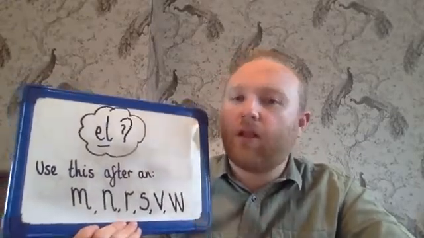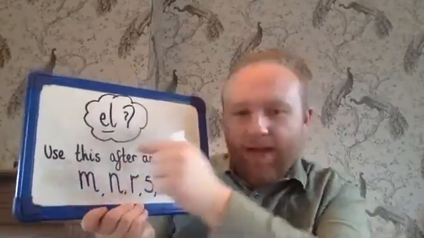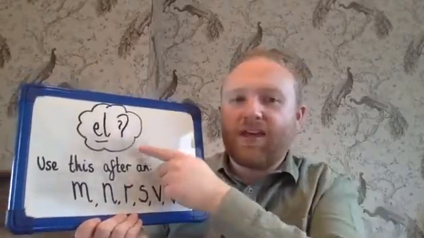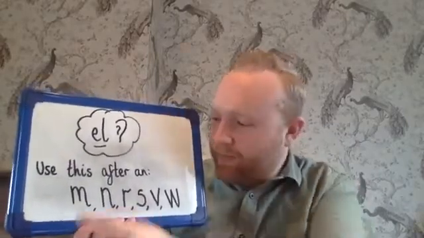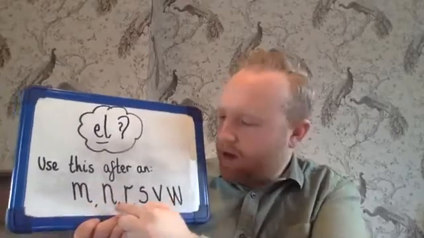Now, there is a rule for when you'll see this one, okay? So, when you're writing a word, if the last letter before the OOL phoneme is a letter M, N, R, S, V, or W, then we will use the E and L. Now, S is a funny one. It's not always the case, but most of the time it would be the case, okay? So I'm just going to recap that with you. If you are writing a word that has the OOL ending, and the last letter before that OOL phoneme is the letter M, N, R, S, V, or W, then it will be the E, L ending.